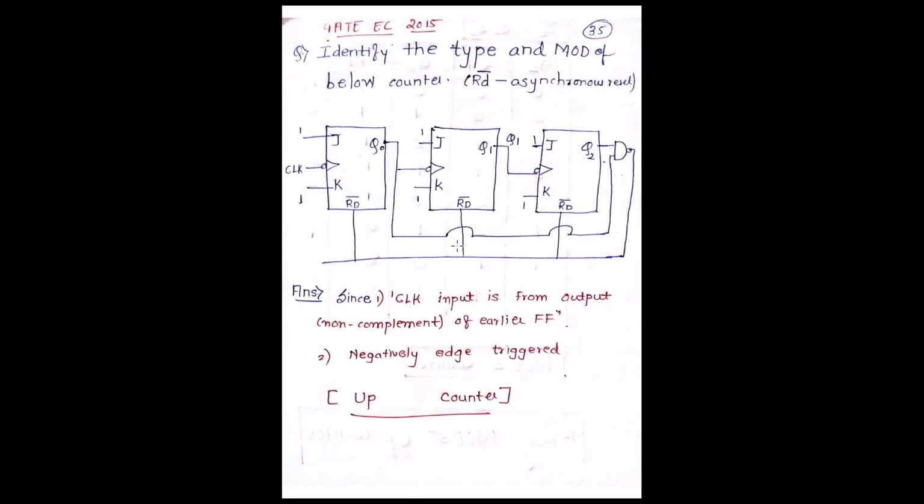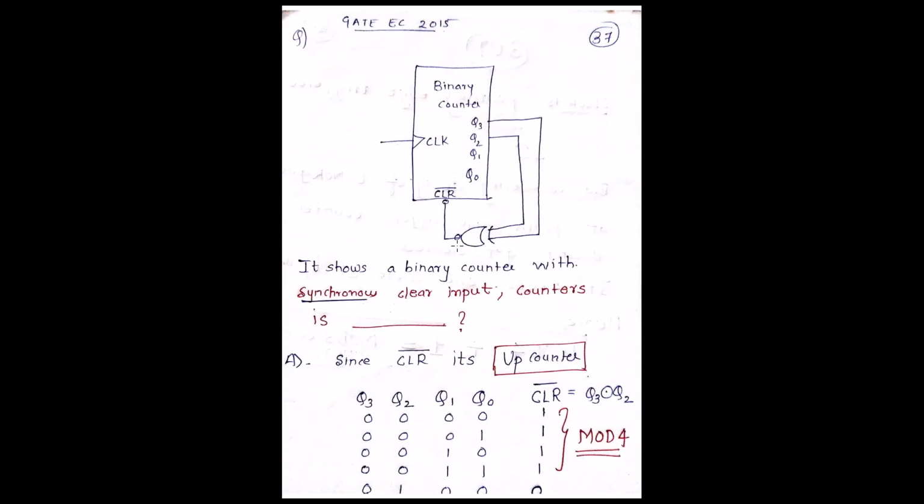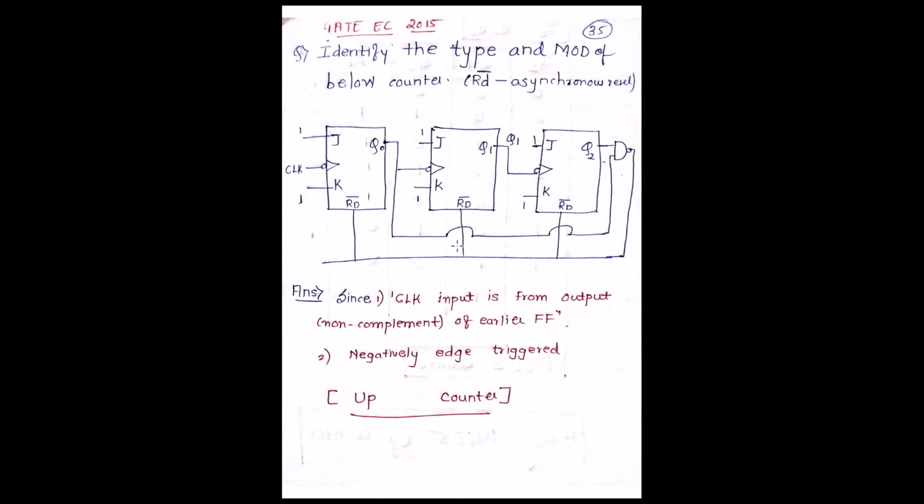So let's try to solve a GATE 2015 electronics and communication problem, and you can apply it into the numerical also by understanding this. So the question says: identify the type and the mode of the below counter. So basically, it says the type and the mode of the below counter.